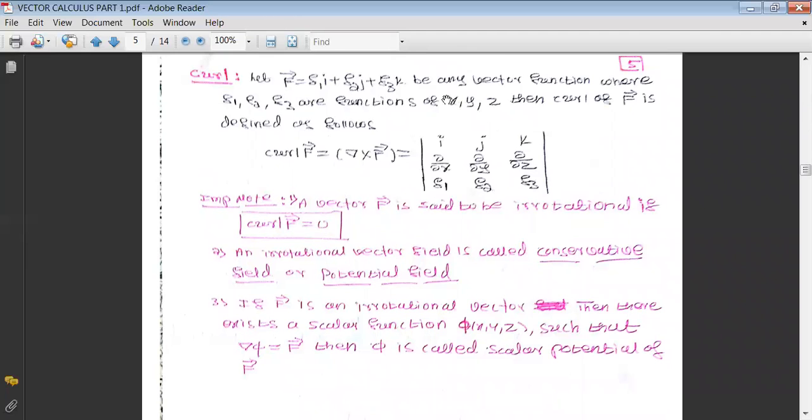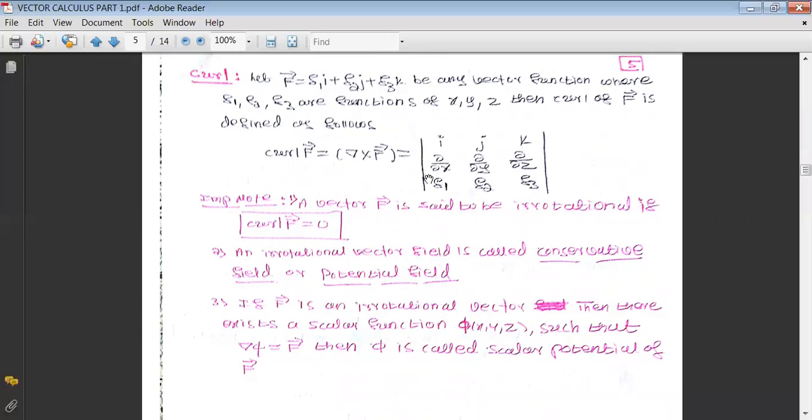Let f equals f1 i plus f2 j plus f3 k be any vector point function, where f1, f2, f3 are the components of f and are functions of x, y, z. Then the curl of the vector f bar is defined as follows. Therefore, curl of f bar is the cross product between del and f bar. And we already know how to define the cross product of two vectors, because this is also a vector, this is also a vector.